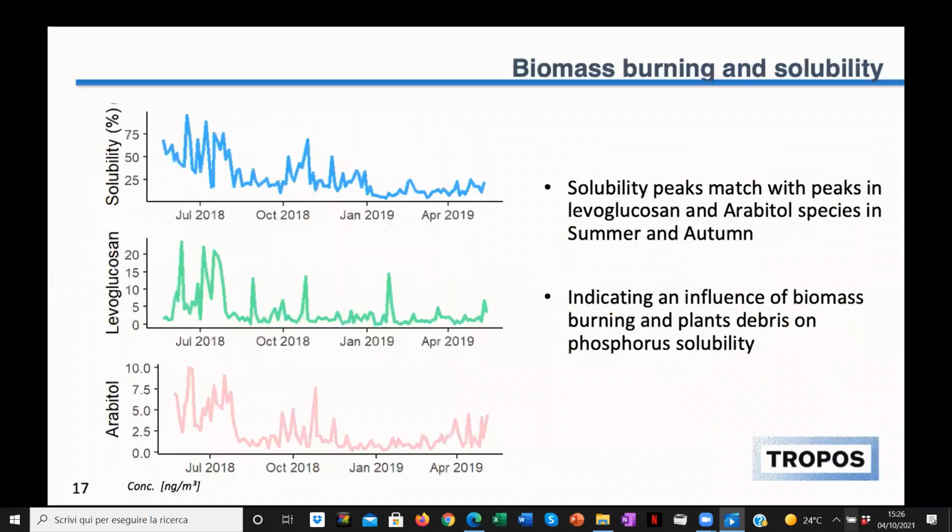for phosphorus. We tried to find out if biomass burning was a factor affecting the solubility. So here is the solubility plotted against levoglucosan, which is a good tracer for biomass burning, and arabitol, which is also a good tracer for fungal spores from plant debris. As you can see, there is a good coincidence between periods of high levoglucosan in the particles and arabitol with periods of high phosphorus solubility. This indicates that the solubility of phosphorus could have been driven by particles coming from biomass burning episodes.